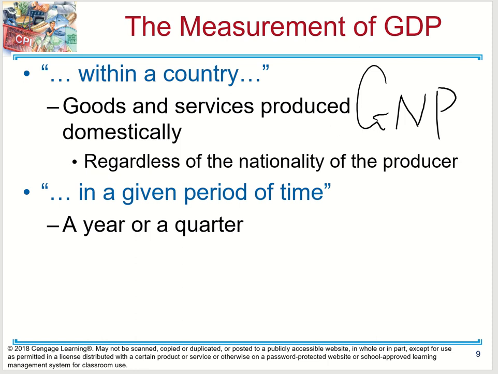And lastly, GDP is measured in a time period, usually every 3 months or every year. We use GDP as an indicator of how good the economy is. It's like taking a temperature check.